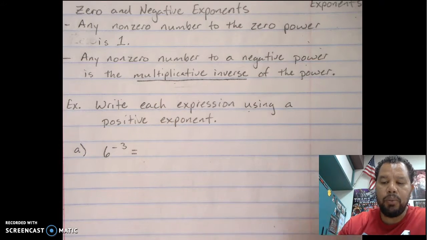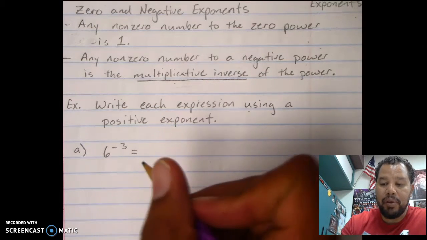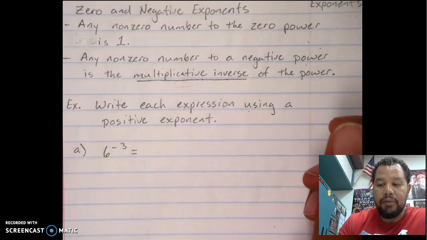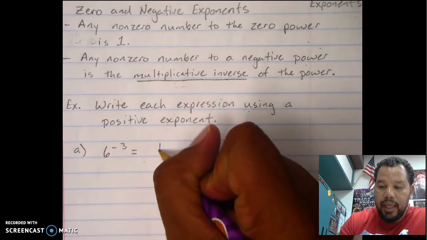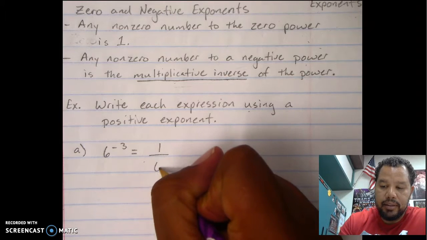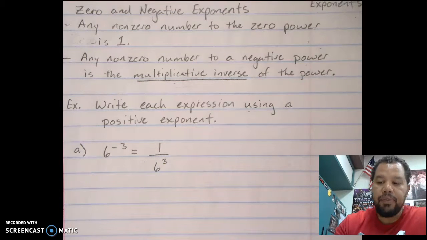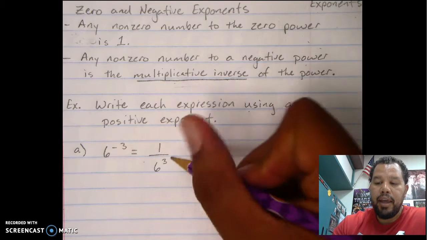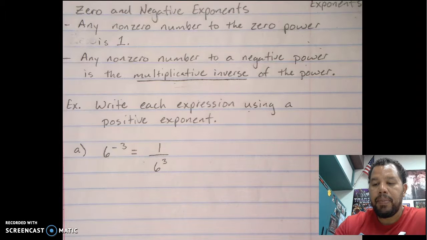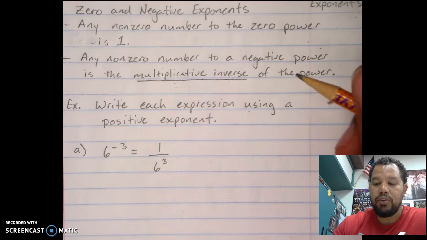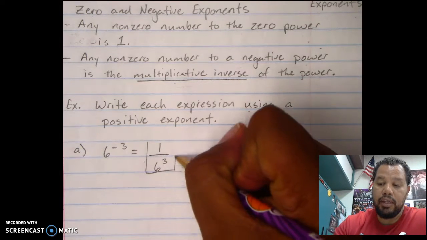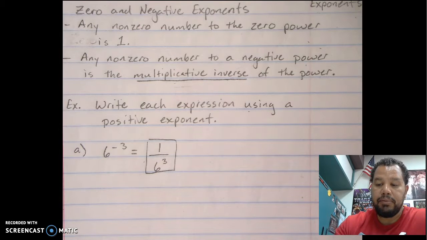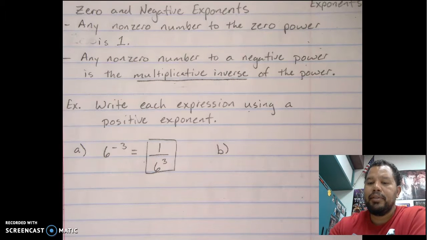I mentioned earlier, multiplicative inverse is the flip or the reciprocal. So it looks like this. We just move our 6 down into the denominator, and it makes the exponent positive. That's all it is. The multiplicative inverse.